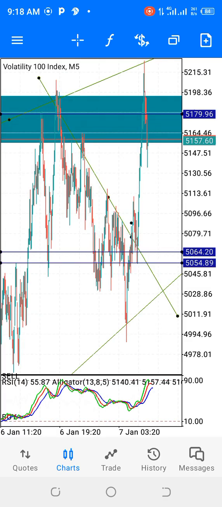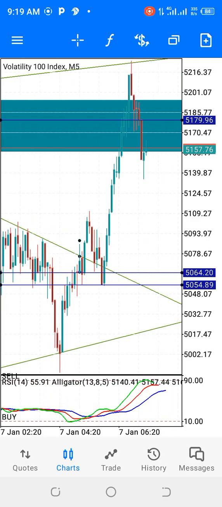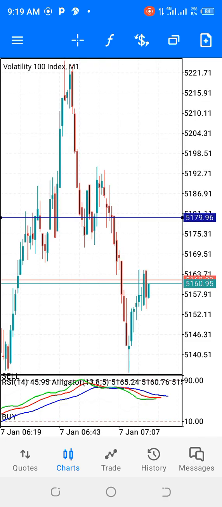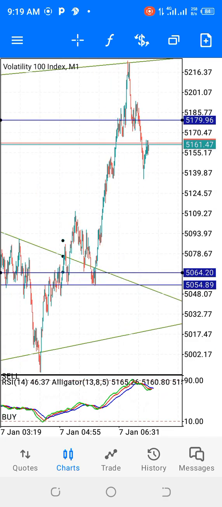Let's get to M5. This is what we find on M5. This particular trend line is exactly the same. Look at the candle that broke the trend line. It's this one, and we blended it, and the retest was simply within that particular zone. So we come to M1.